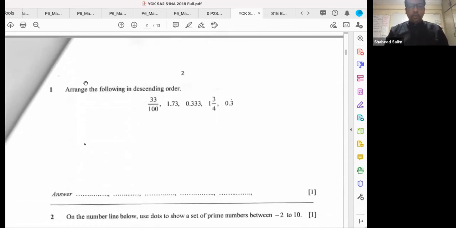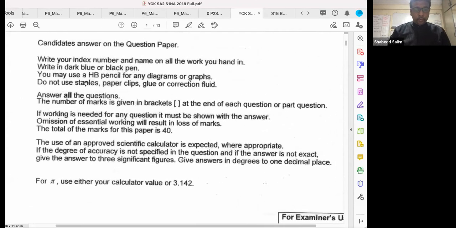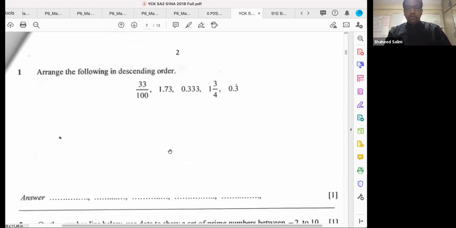Okay, can you try question number? You know that you are allowed to use calculators, right? Yeah. So even for paper 1, you are allowed to use calculators. So they want you to arrange in descending order. Okay, the first one, descending order. Descending big to small, big to small.